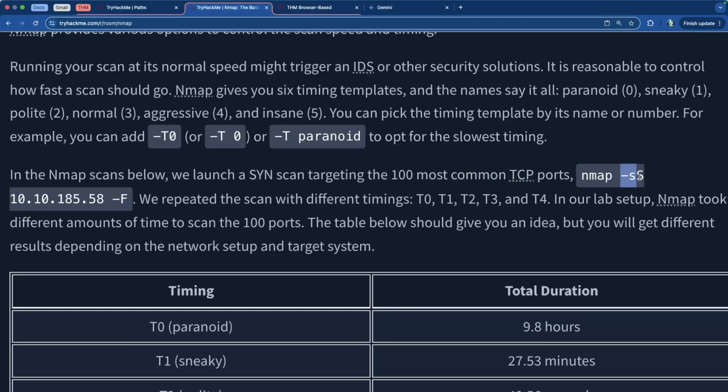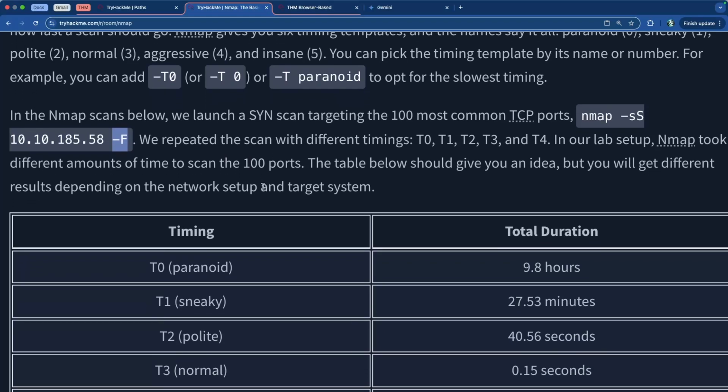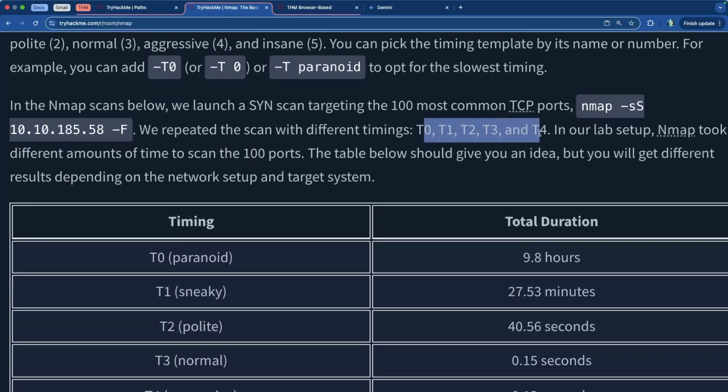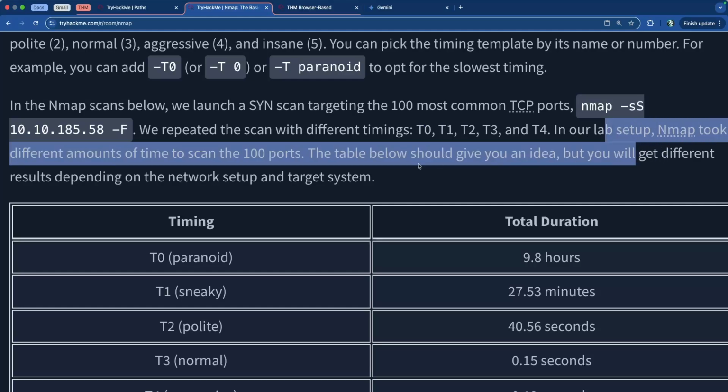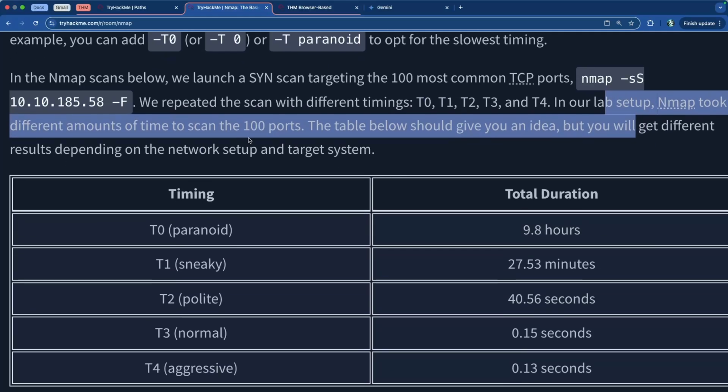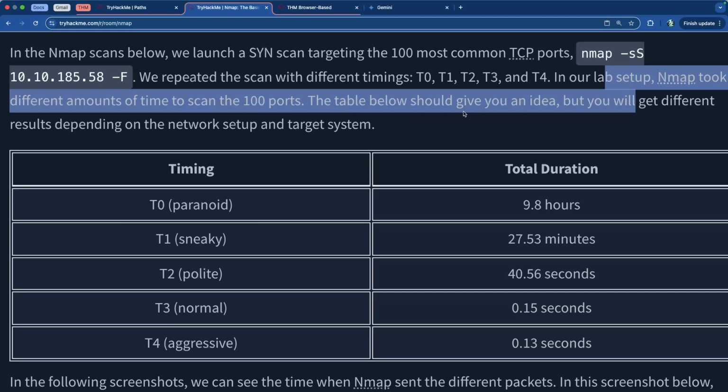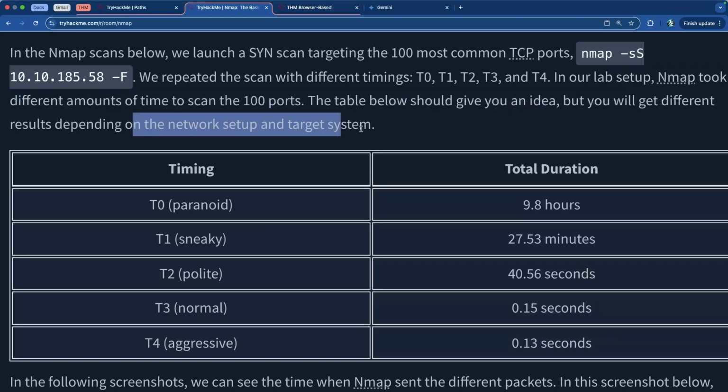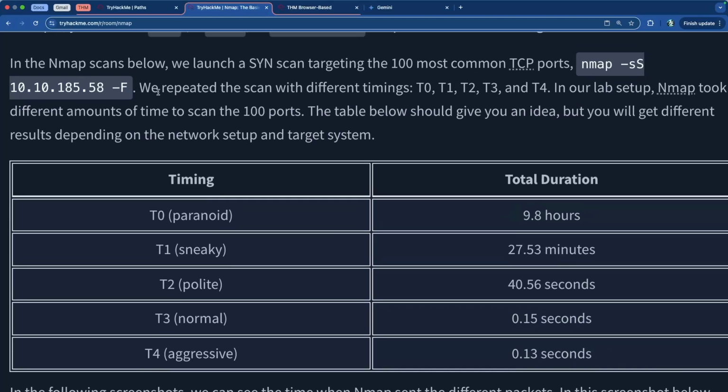And in the scans below, we'll launch a SYN scan targeting the 100 most common TCP ports, which means -sS, lowercase s, uppercase S, and then the IP address, and then you do capital F for fast, and it'll do the 100 most common. We repeated the scan with different timings, 0, 1, 2, 3, and 4. In the lab setup, Nmap took different amounts of time to scan the 100 ports. The table below could give you an idea, but you will get different results depending on the network setup and target system.